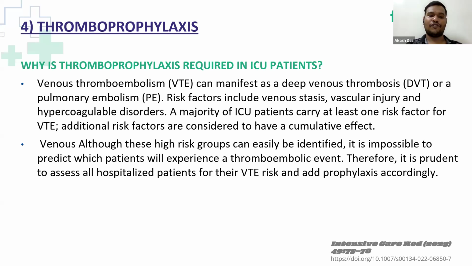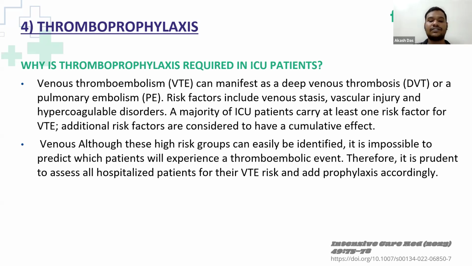Next is thromboprophylaxis. Why is thromboprophylaxis required in ICU patients? VTE can manifest as deep vein thrombosis or pulmonary embolism. Risk factors include venous stasis, vascular injury, and hypercoagulable disorders. A majority of ICU patients carry at least one risk factor for VTE. In all our patients, at least one additional risk factor will be there to have a cumulative effect.